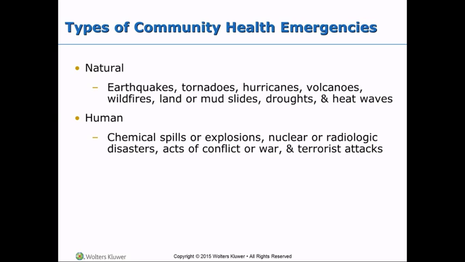Man-made or human disasters are caused by people. Examples of man-made disasters include chemical spills or explosions, nuclear or radiologic disasters, acts of conflict or war, and terrorist attacks. Human-made disasters are further divided into accidental or unintentional, or deliberate or purposeful.